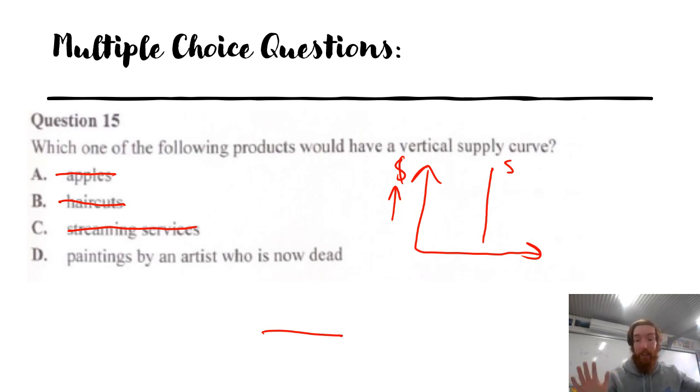Painting by an artist, it could be any gender. They're dead. They can't supply anymore. Therefore, it is them. Vertical supply curve. Price can keep going up. You can't supply more. There's only a finite amount of paintings. And that is it for the multiple choice. We have done them all.